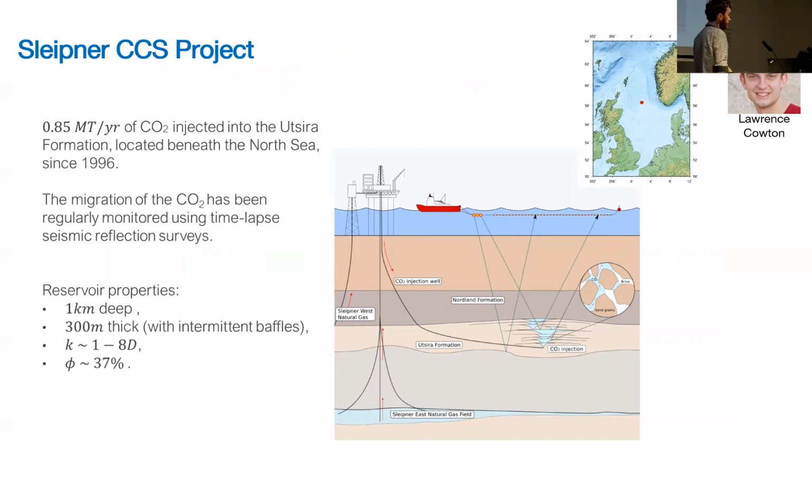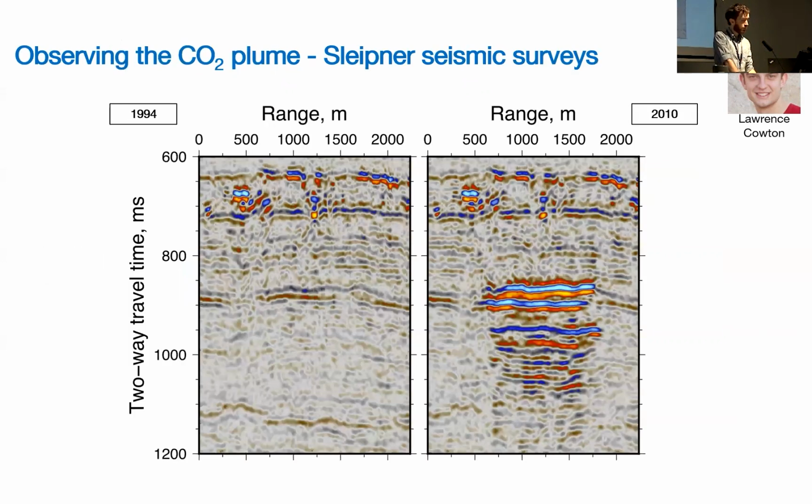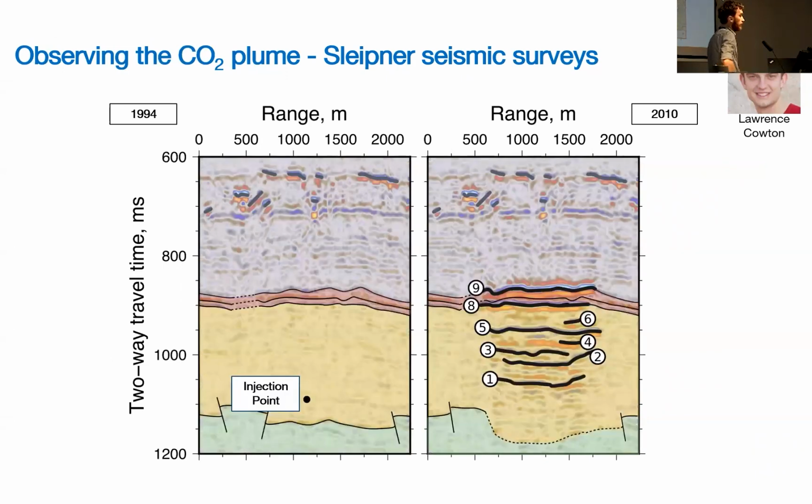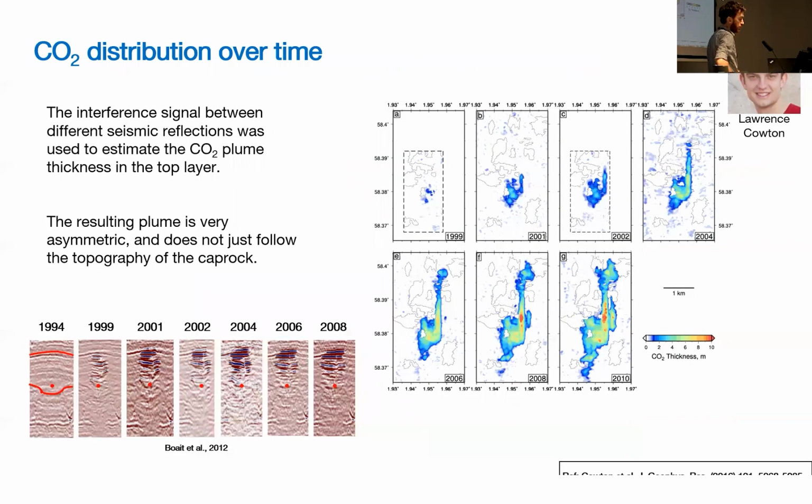This has quite a few nice properties as a reservoir, in that it has a very thick formation, about 300 meters, and a very high permeability and porosity. The seismic surveys we were just hearing about show very clear reflections of the CO2, which you can see there on the left. If you pick out those various different layers, it forms these 9 layers, famously for Sleipner. Lawrence took those seismic measurements and looked at the interference patterns between different reflections of the CO2, and was able to pick out the CO2 thickness for the top layer of the reservoir over time, which you can see here on the left.